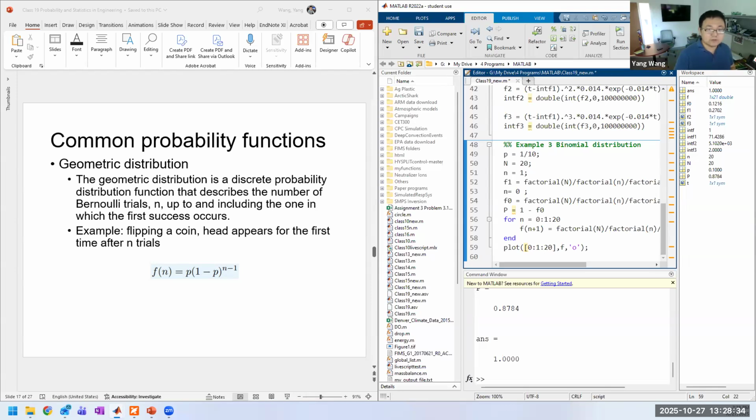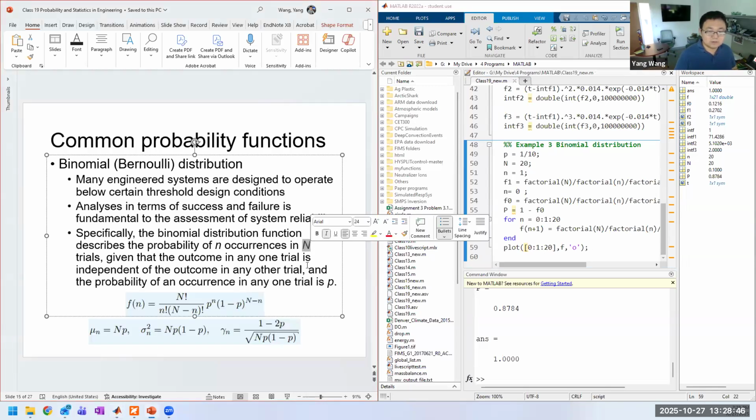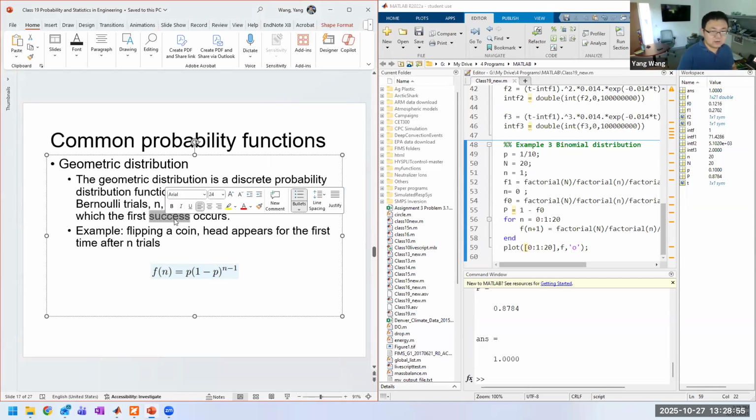So the geometric distribution is a discrete probability distribution that describes the number of Bernoulli trials, where n, the big N that we used here, is the number of Bernoulli trials up to and including the one in which the first success, or first occurrence, happens. One example can be talking about the failure or the success.